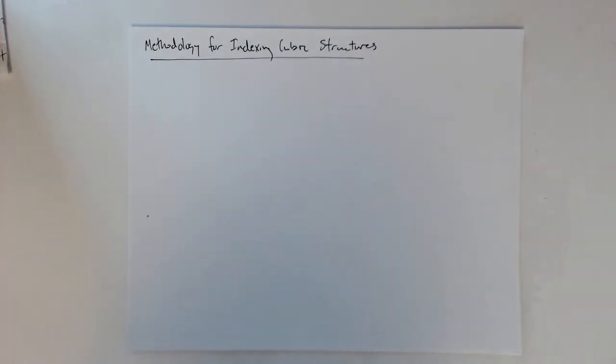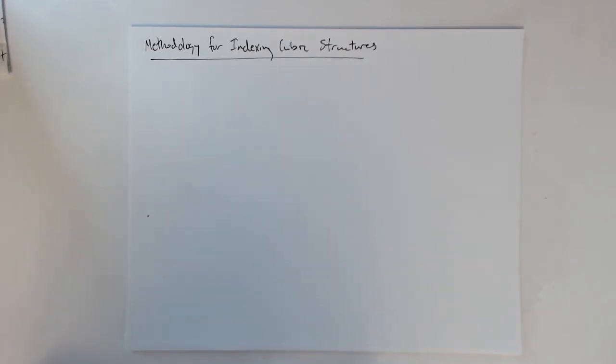In this video, we're going to go over the methodology for indexing cubic structures, and this is what I like to call a manual indexing method, because we can do it on scratch paper, but more likely on a spreadsheet. So this is a very simple method that you can use to index cubic structures, and this is what we're going to start with.